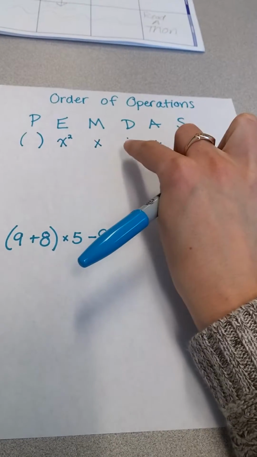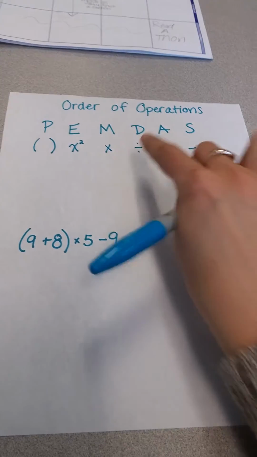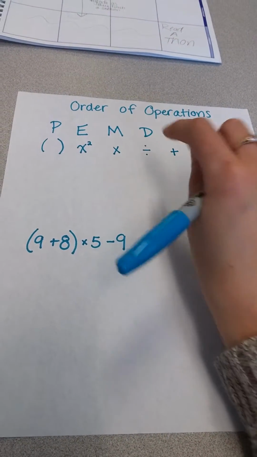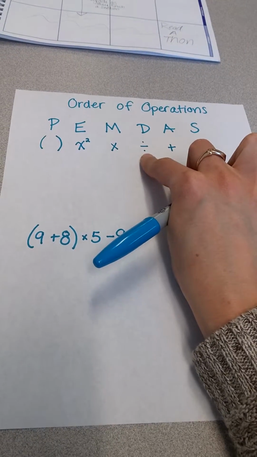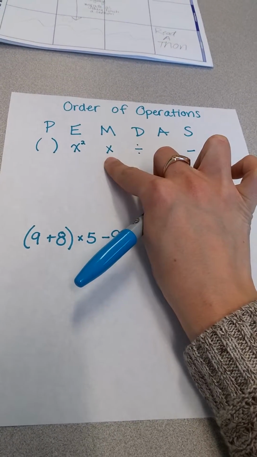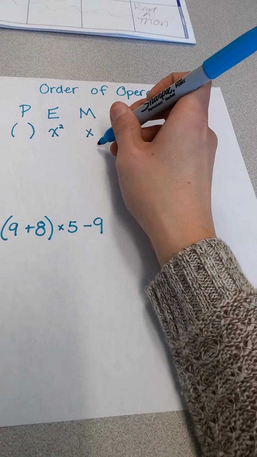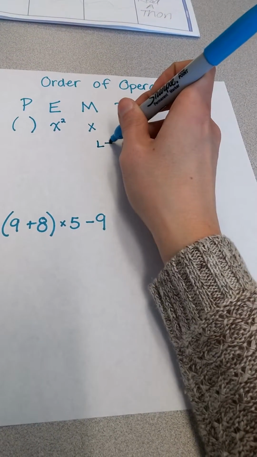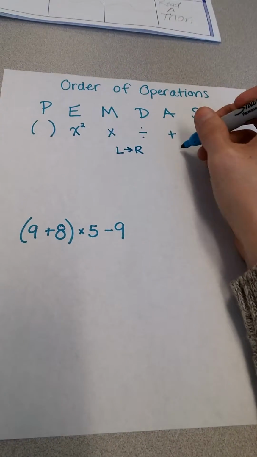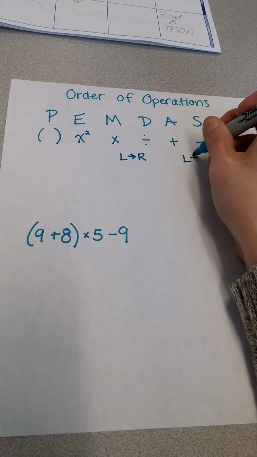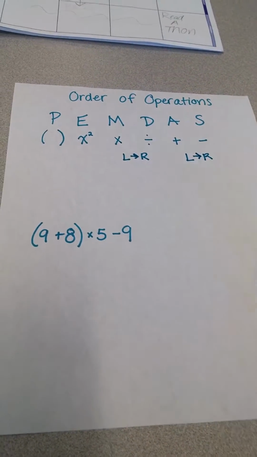Multiplication and division are in order from left to right. So if we had a problem that had a division problem before a multiplication problem, we would solve that division problem before the multiplication, in order from left to right. The same goes for addition and subtraction. Do them in order from left to right. And I'll explain that as we get down here.